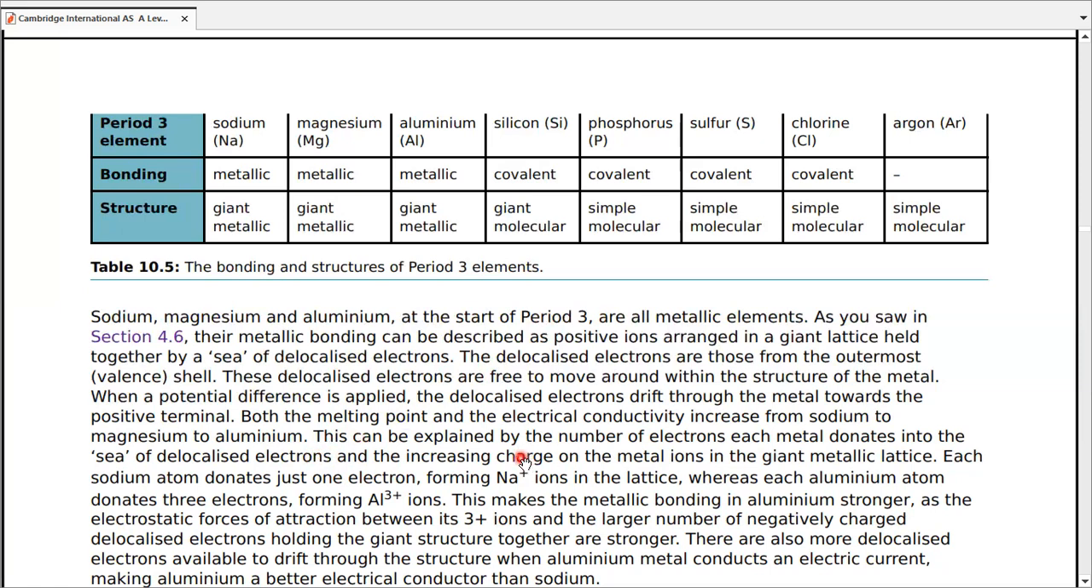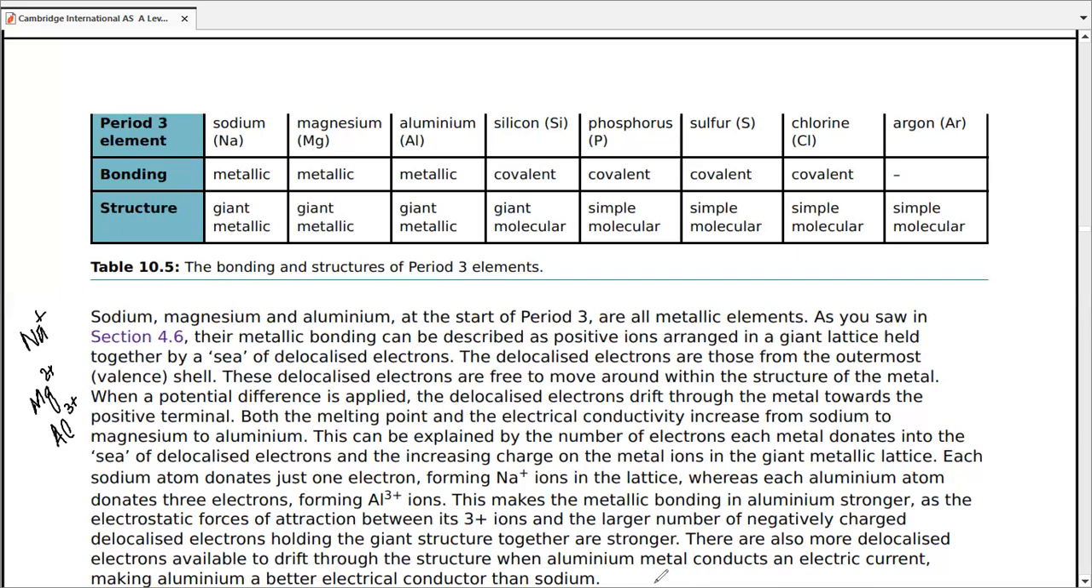And since we are talking about it, you can see Na+, and if we were to talk about magnesium, it would be Mg2+, or Al3+. So you understand the number of electrons they are donating to that sea of delocalized electrons. This makes the metallic bonding in aluminum stronger, as the electrostatic force of attraction between its 3+ ions and a larger number of negatively charged delocalized electrons holding the giant structure together is stronger.